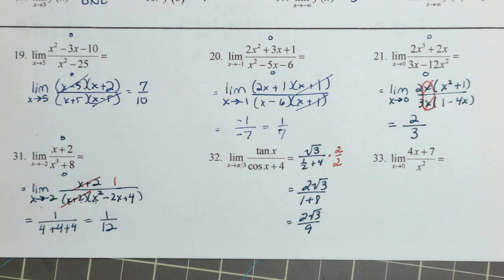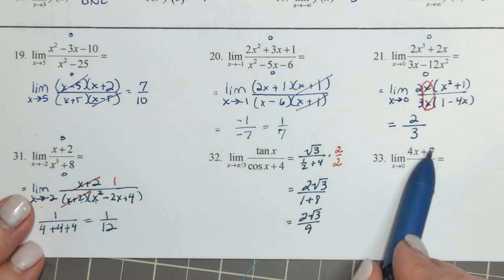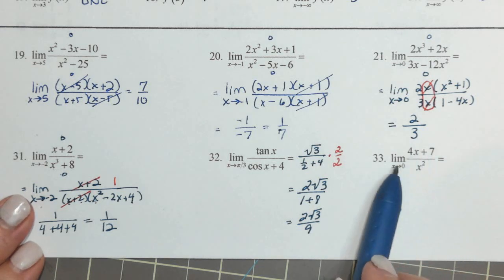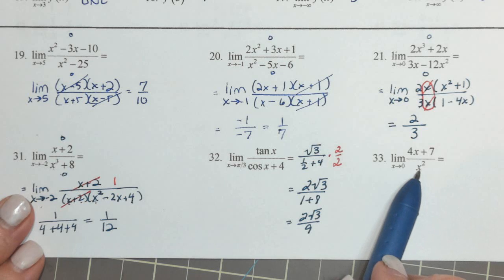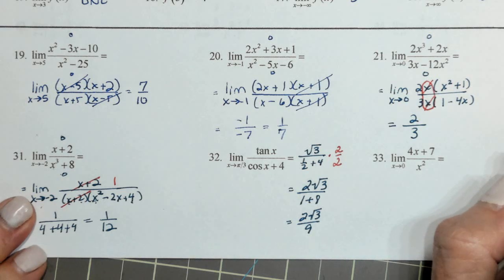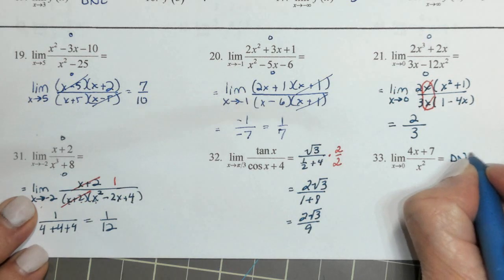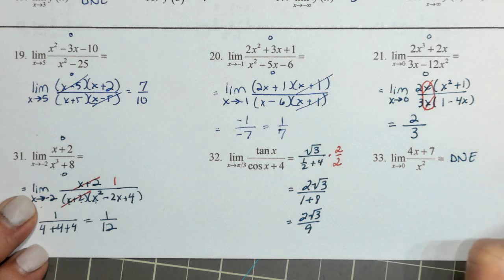Number 33. If I put 0 in, the top is 7, so no hole. The bottom, though, is 0. What happens when the bottom is 0 but the top is not? Well, that probably means you have a vertical asymptote. Either way, this is D and E. The bottom is 0, the top is not.